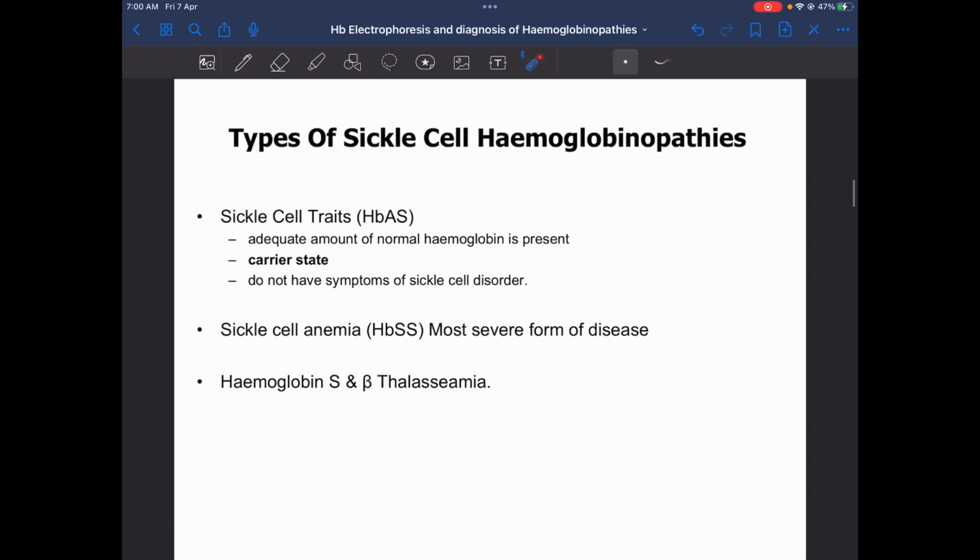Okay, types of sickle cell hemoglobinopathies. Since sickle cell is an autosomal recessive disorder, I'm sure we all know what that is, high school bio, right? We can either have sickle cell trait, which is the carrier state of the condition, or we can have full-fledged sickle cell disease, sickle cell anemia, and that is obviously way more severe than the carrier state. It's important to note that the sickle cell trait, aka the carrier state, is not going to have any of the symptoms of sickle cell disorder because we have an adequate amount of normal hemoglobin present.